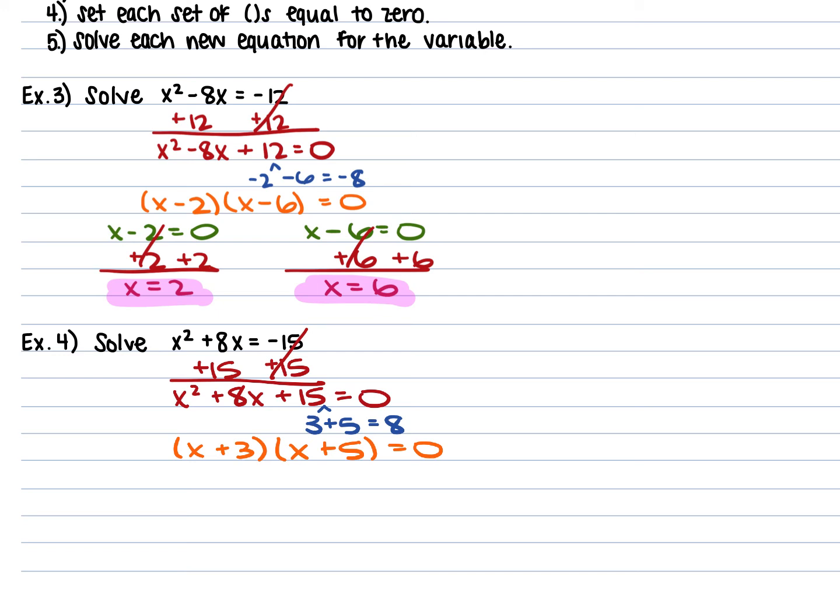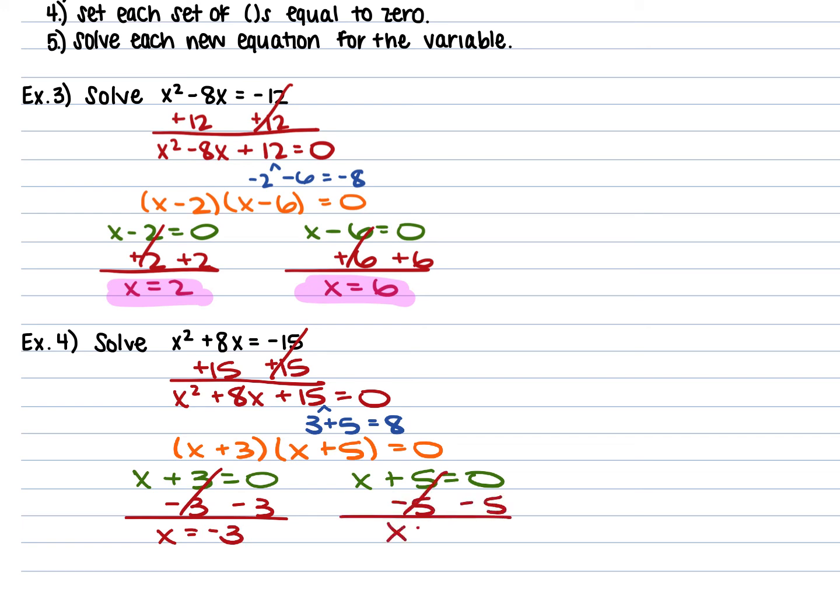We set each of these parentheses equal to 0, so x plus 3 is equal to 0, and x plus 5 is equal to 0. We're going to solve for each of these. Move your 3 over by subtracting it from each side. You get that x is equal to negative 3. Move the 5 over by subtracting it from each side. You get x is equal to negative 5. So again, two solutions for this one. They're negative 3 and negative 5.